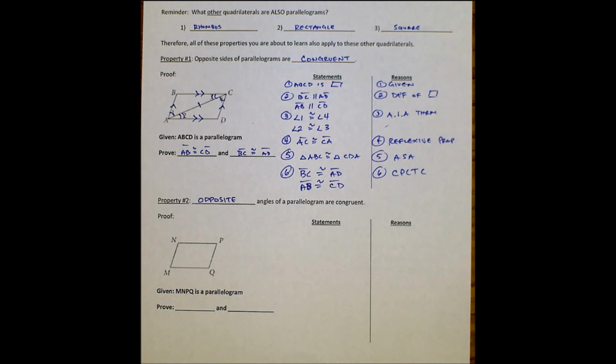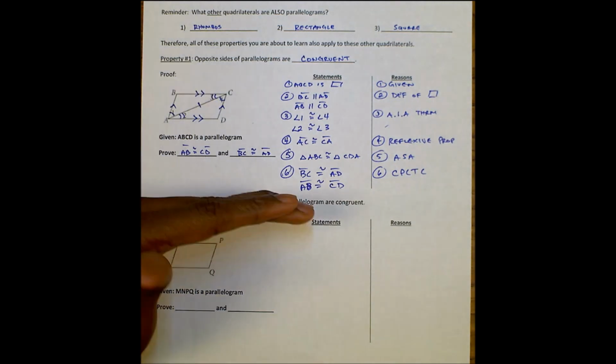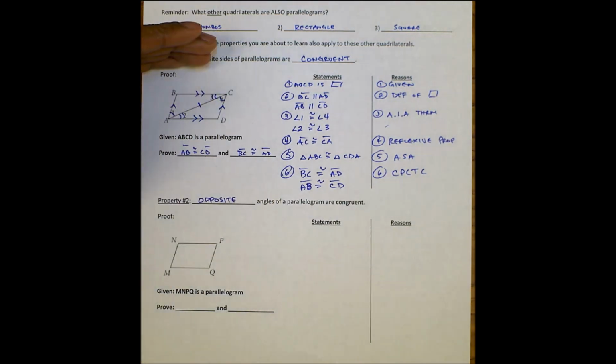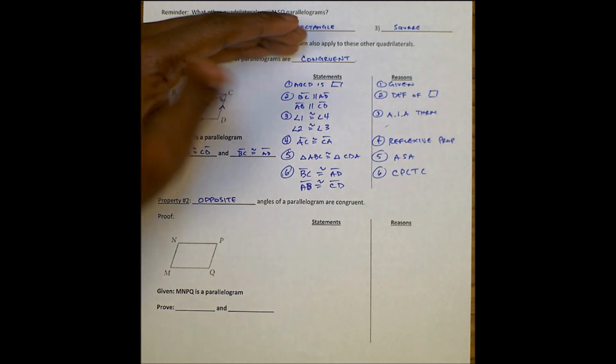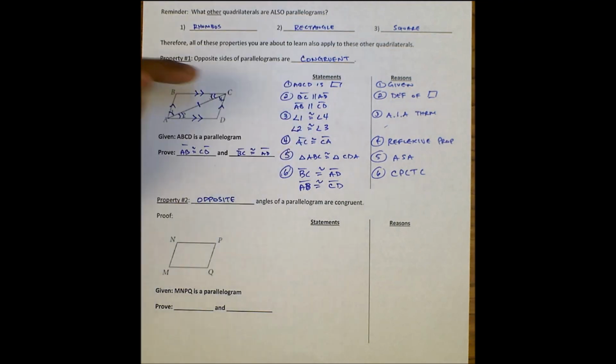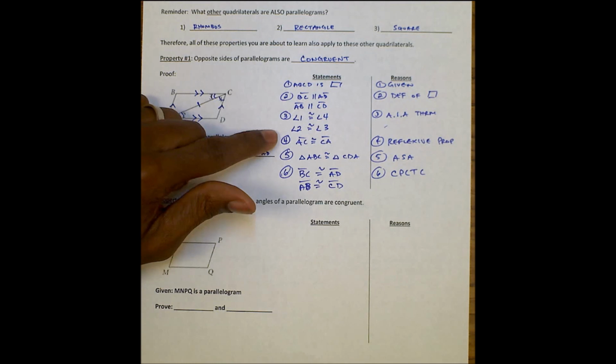Okay, so some people are satisfied in knowing, hey, this is true, and some people want to know why it's true. This is why it's true. So opposite sides of parallelograms are congruent. This is why. Okay, have to know this, good to know this.